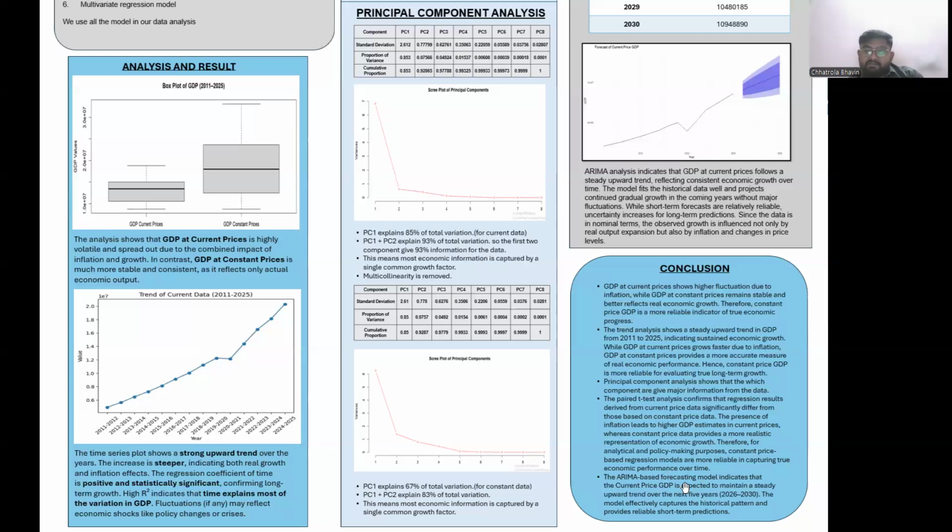The ARIMA-based forecasting model indicates that the current price GDP is expected to maintain a steady upward trend over the next 5 years. The model effectively captures the historical patterns and provides reliable short-term prediction.